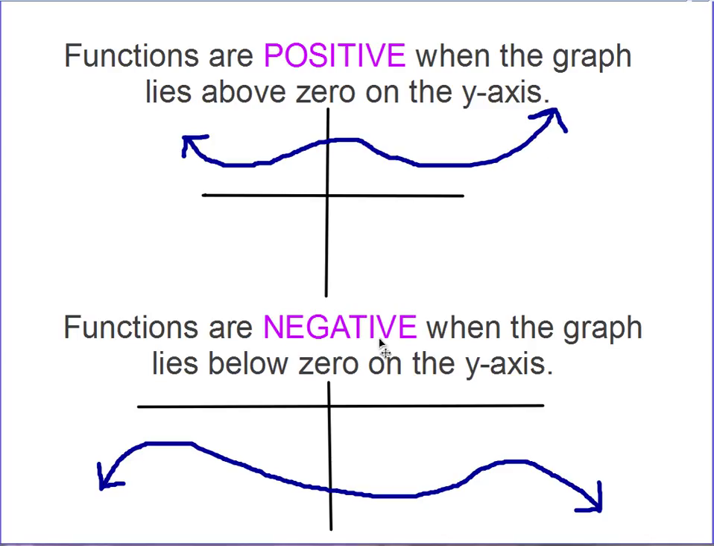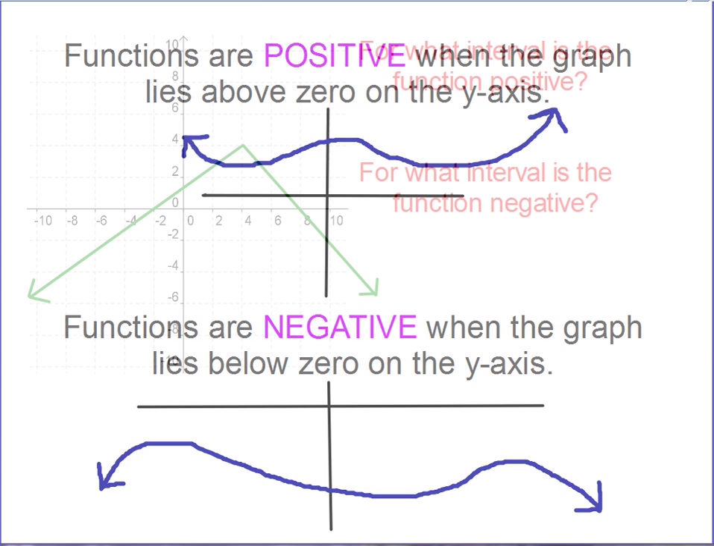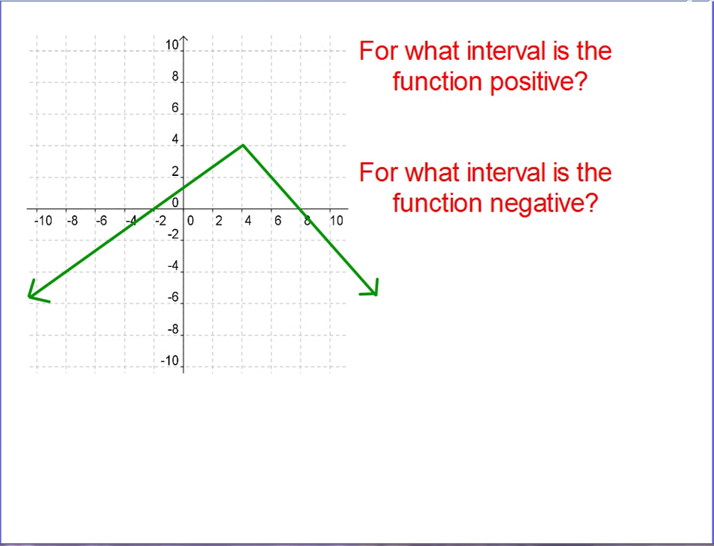Functions are negative when the graph lies below 0 on the y-axis, or in other words, when the graph is below the x-axis. Don't let that confuse you. Again, we have to take it in context. For what interval is this function positive? Remember, it's not asking about positive slope, it's asking where the graph is above the x-axis.